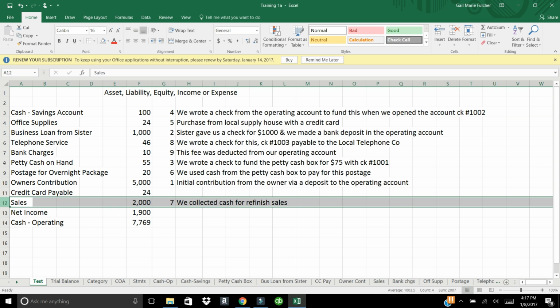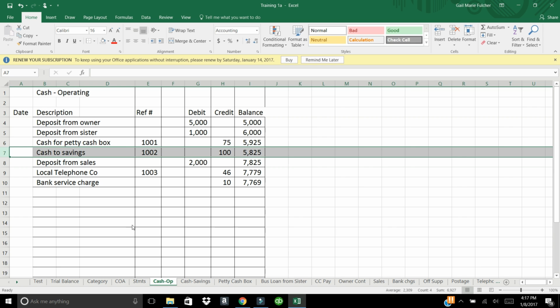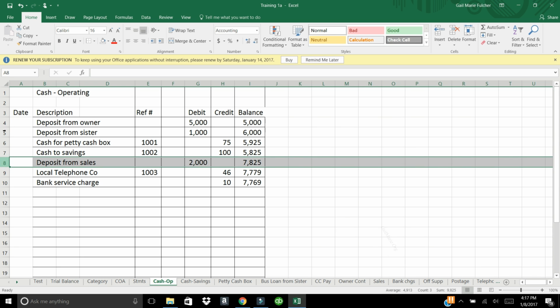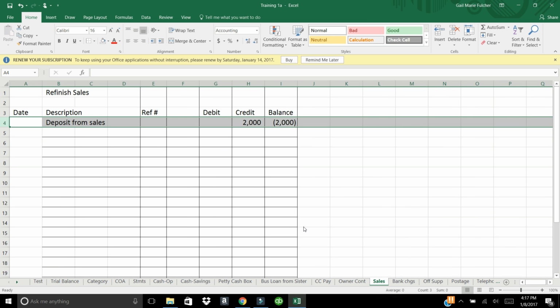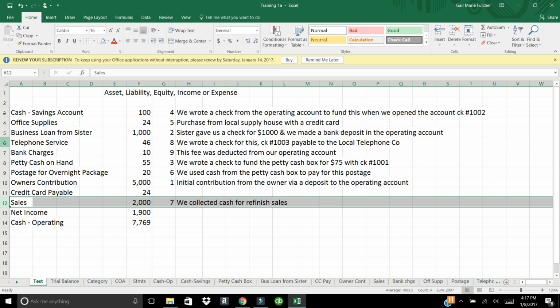Sales. We collected cash for refinished sales. So we go over to the cash in the operating account, $2,000 deposit, increased our bank balance to $78.25. The other side to this entry is sales. So we record here, deposit from sales, credit $2,000, balance, credit $2,000. Our next transaction, number 8.